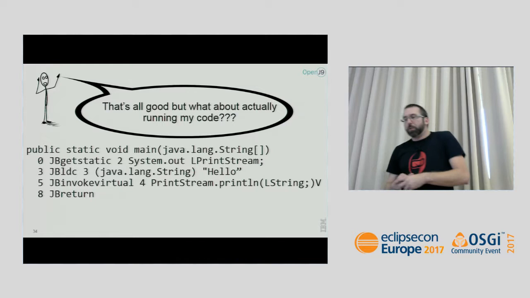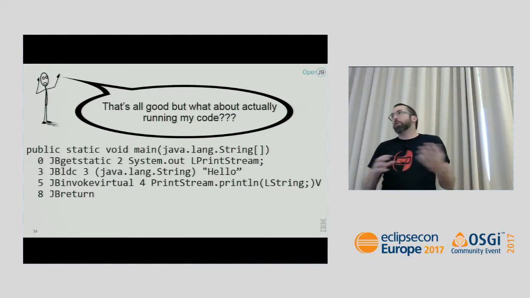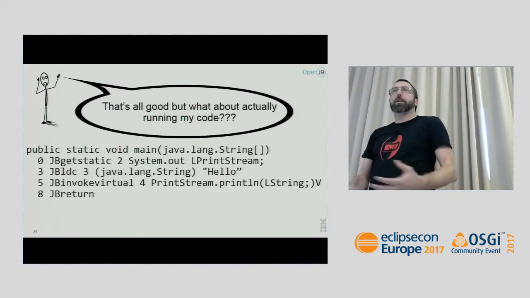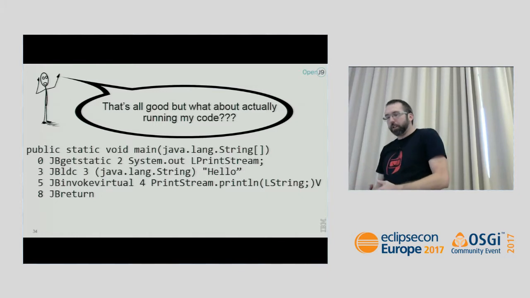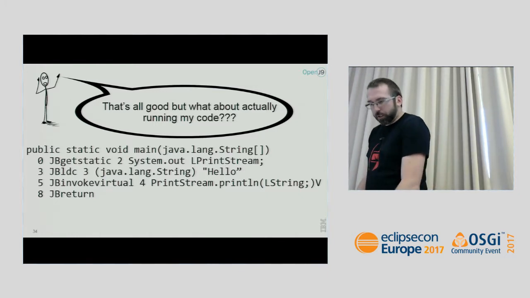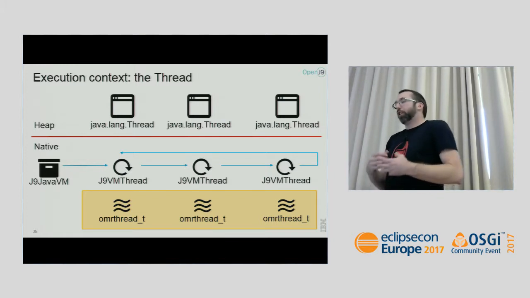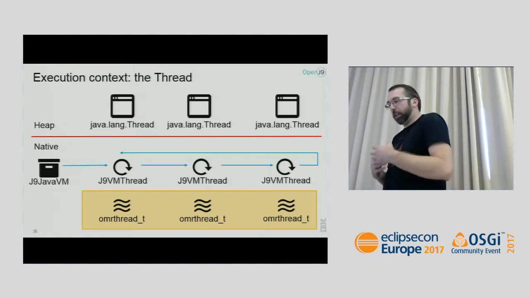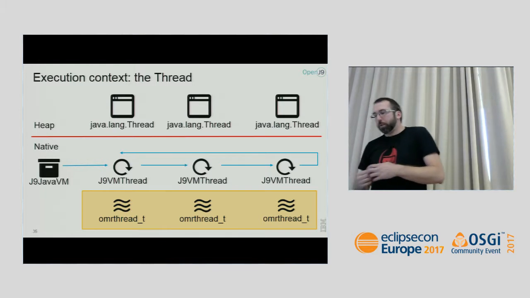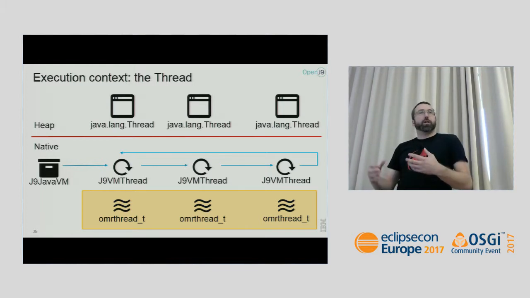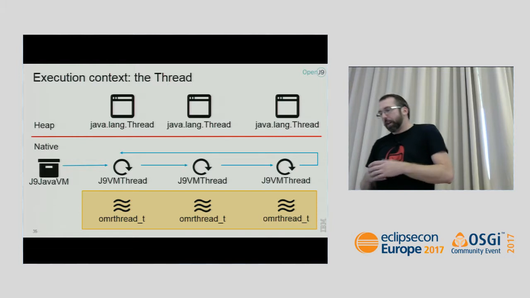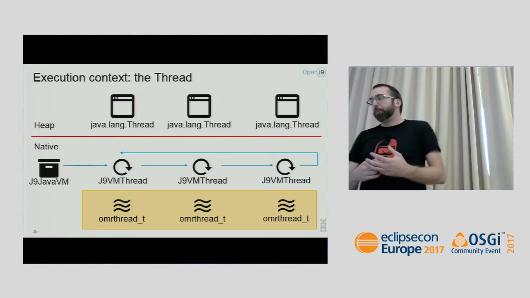Okay, so I've talked about class loading. Now we want to actually go, how does my code actually get executed on the system? If you think about it, in all of your applications, really your thread is the execution context. So I want to look at how we execute your program on our different threads and talk about the structures in our VM.